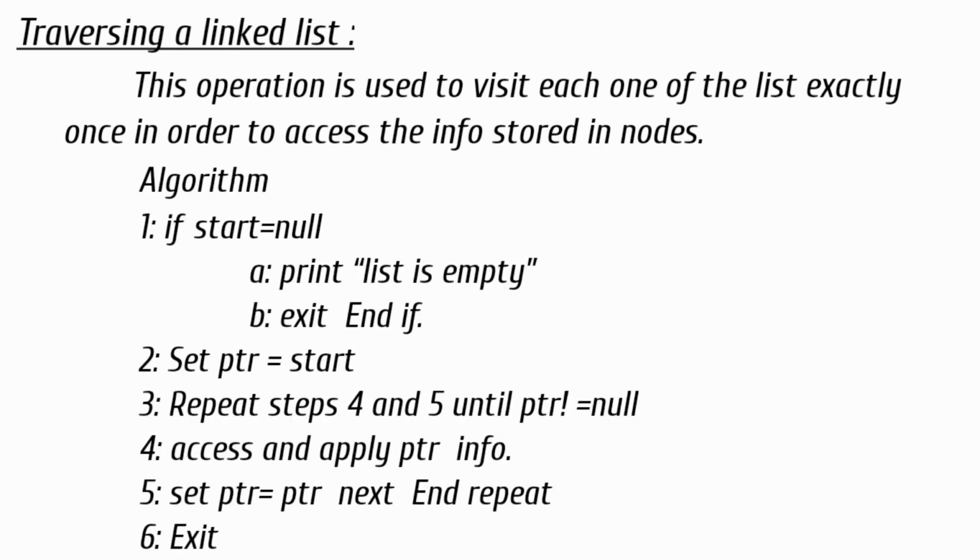Let's see the algorithm first. 1. If start equals null, a, print list is empty, b, exit. 2. Set ptr equals start. 3. Repeat steps 4 and 5 until ptr equals null. 4. Access and apply ptr info. 5. Set ptr equals ptr next and repeat. 6. Exit.